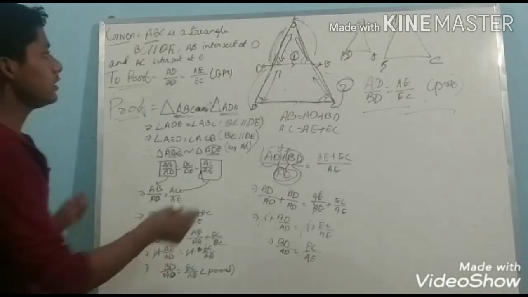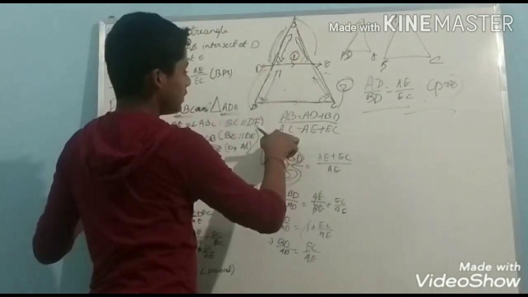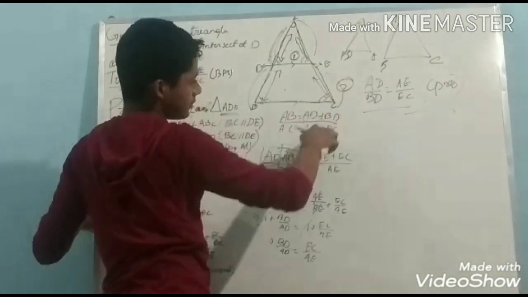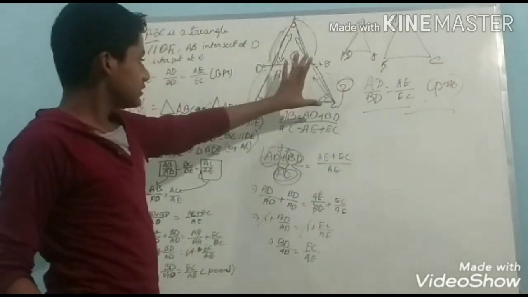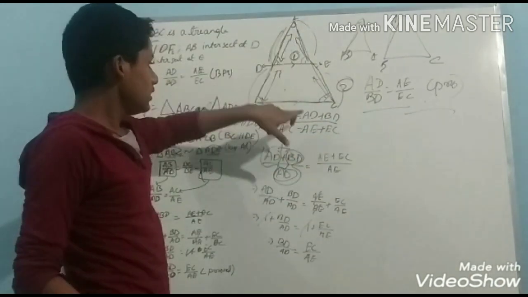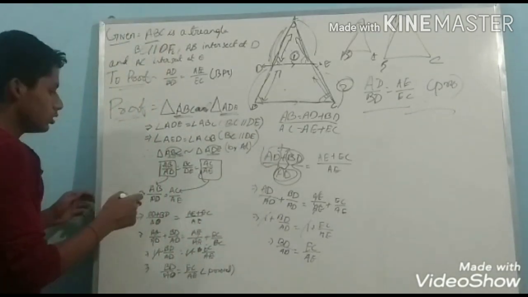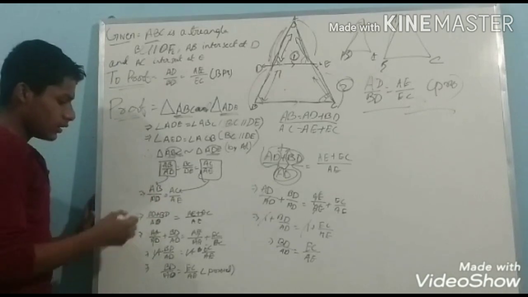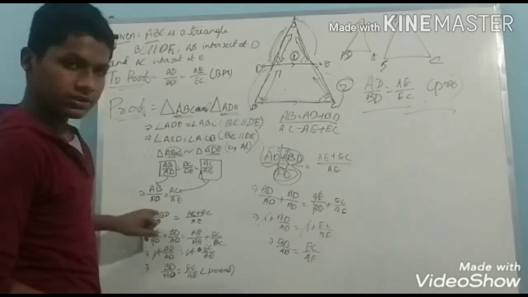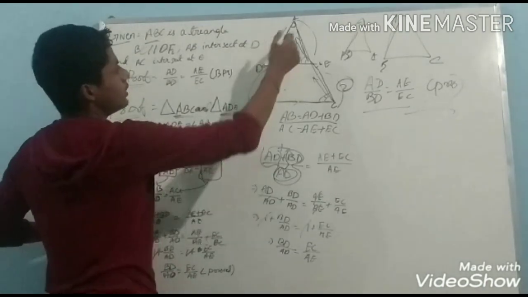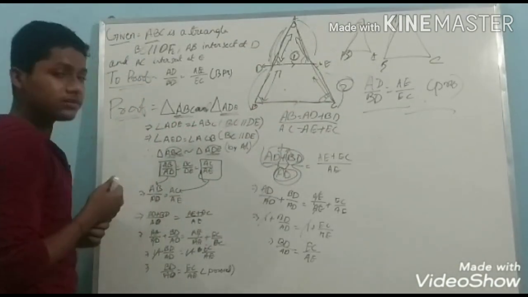So in place of AB we can write AD plus BD, and in place of AC the full line segment AE plus EC, because I said this line divides the two sides. So AE plus EC is equal to AC, and AD plus BD is equal to AB. Okay. So now in place of AB we write AD plus BD by AD, because in the base it is AD, and AE plus EC by AE, because in the base AE is written.